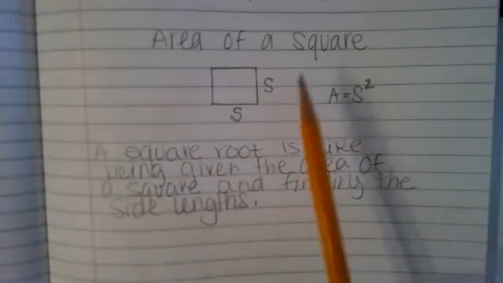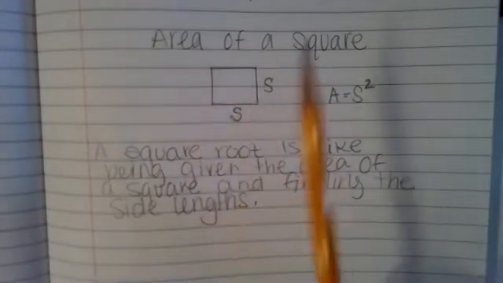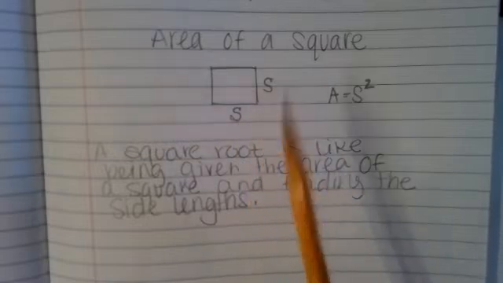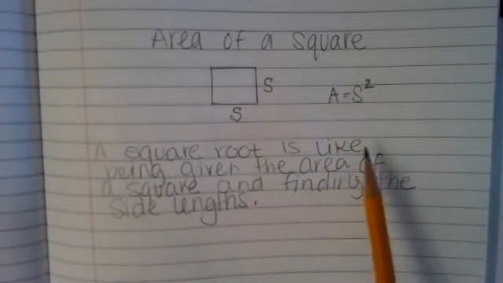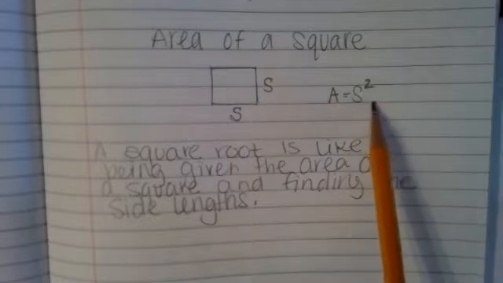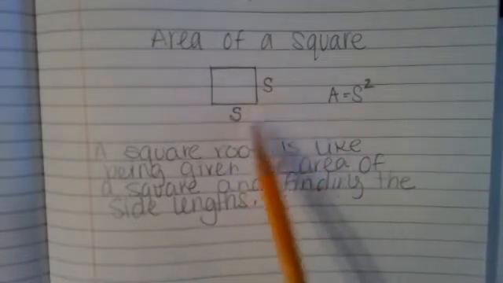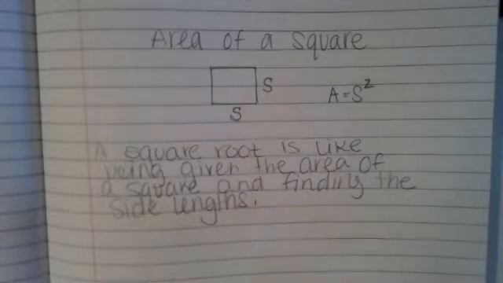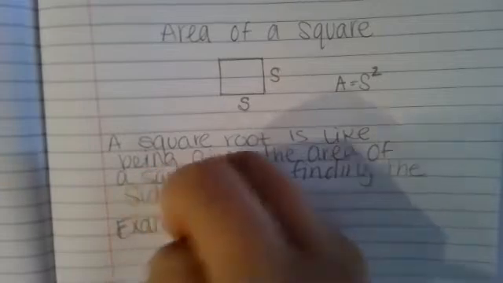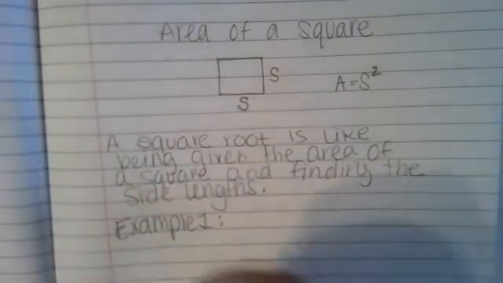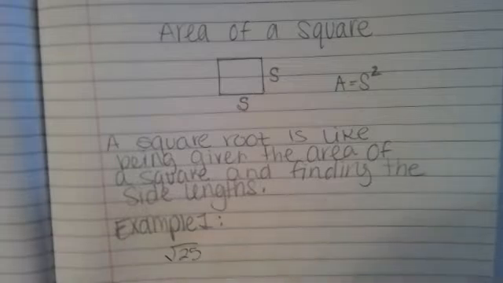So if here's my square, all sides are equal. In order to find the area, I have side times side. When I write that out, it becomes S squared. If I take the square root of that, that basically means I'm breaking this apart and coming up with what the side length is. So here's our first example. The square root of 25.